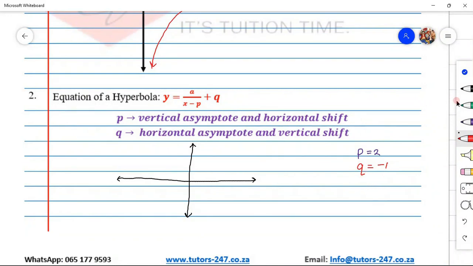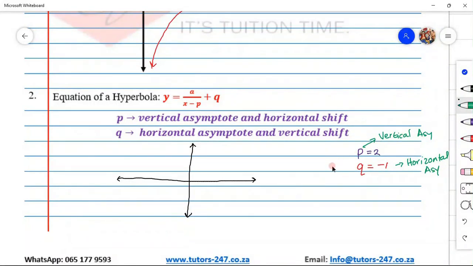Keep in mind that p represents our vertical asymptote, and q represents the horizontal asymptote.